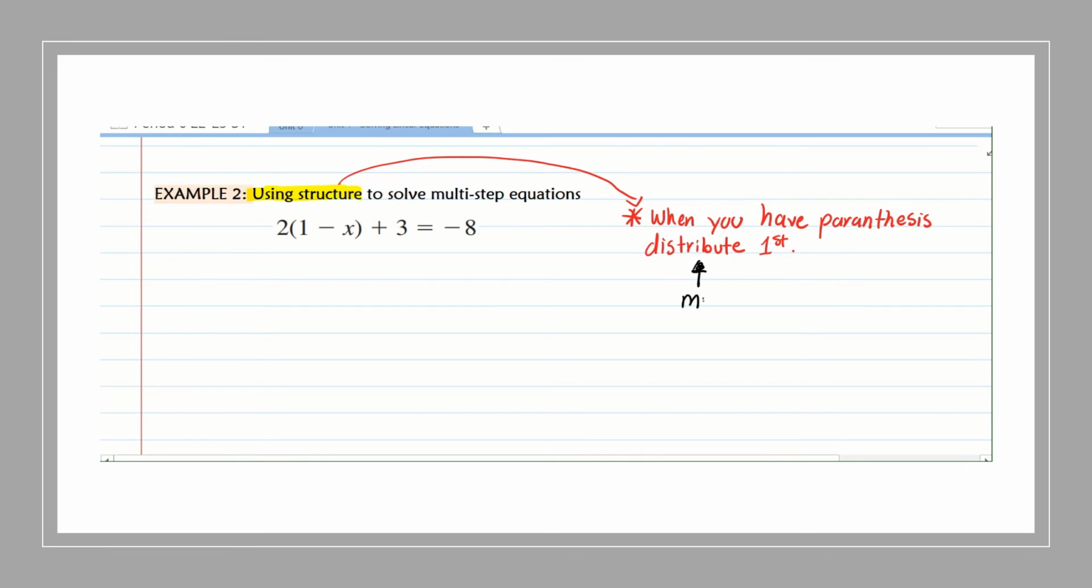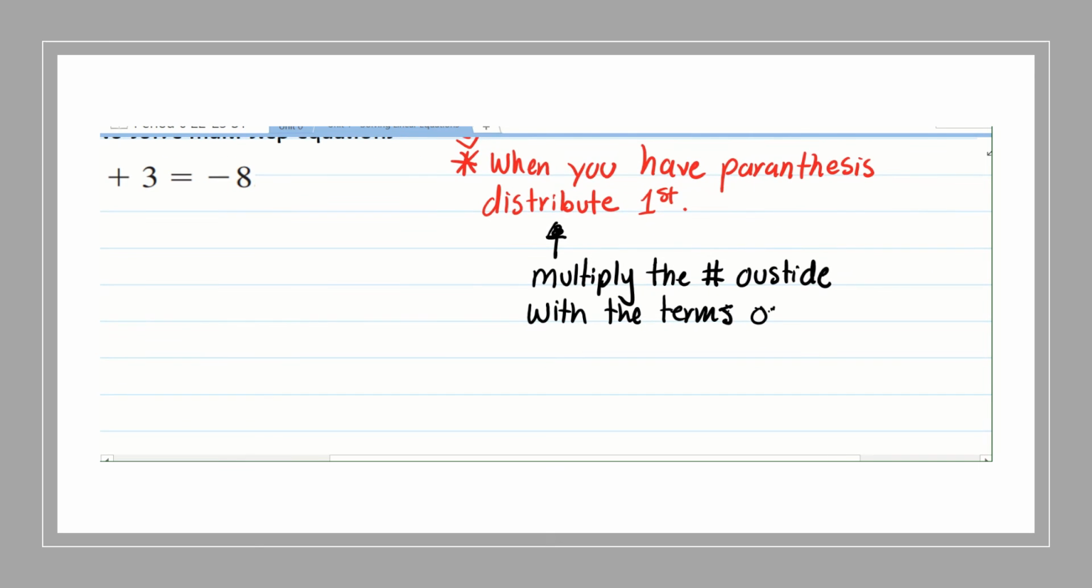By distributing the number that's outside the parentheses to the terms inside the parentheses. So it means we're going to be multiplying. So we multiply depending how many terms we have inside the parentheses. So multiply the number outside the parentheses with the numbers inside the parentheses. Careful if there's a negative sign or a minus sign outside the parentheses, because that means we're multiplying by a negative number.